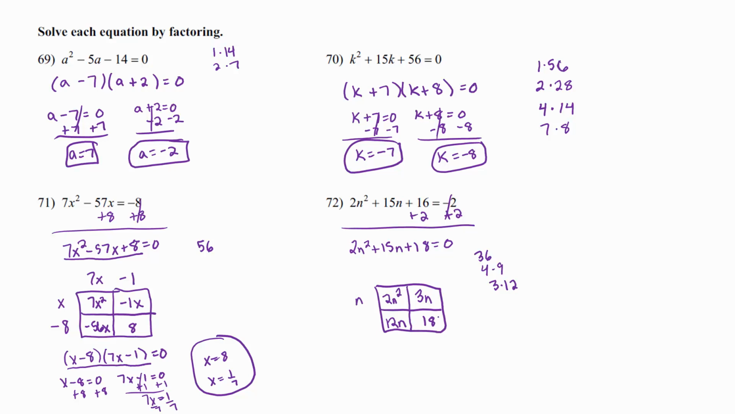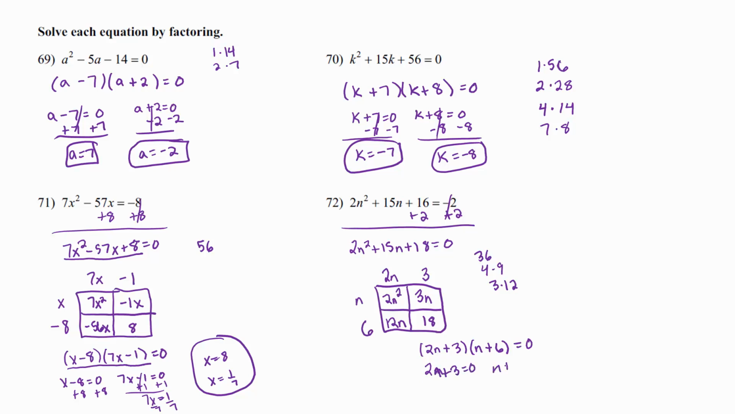This is tricky. 12 and 18, make sure you pick the biggest thing they have in common, which is 6, and not just 2 or just 3. Here we're going to have 2n, and here we're going to have 3. So we've got 2n plus 3 and n plus 6 equals 0. Let's set them both equal to 0.